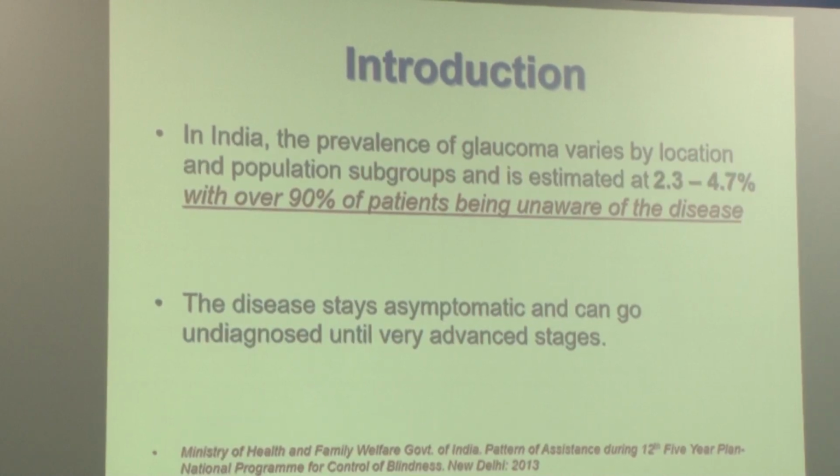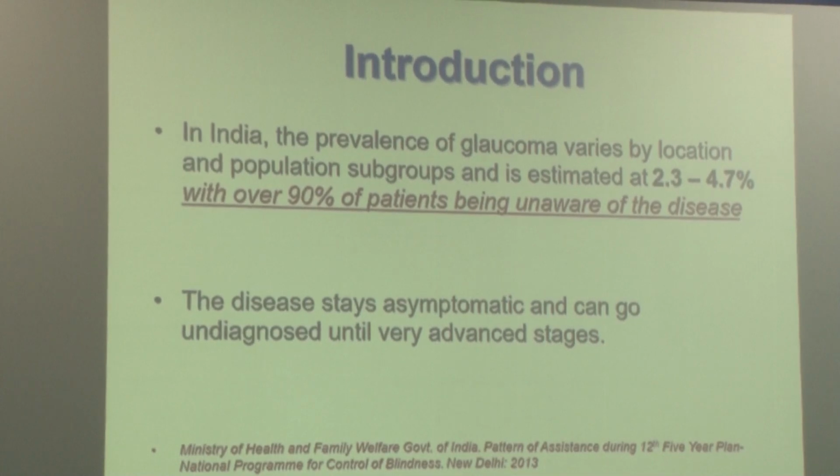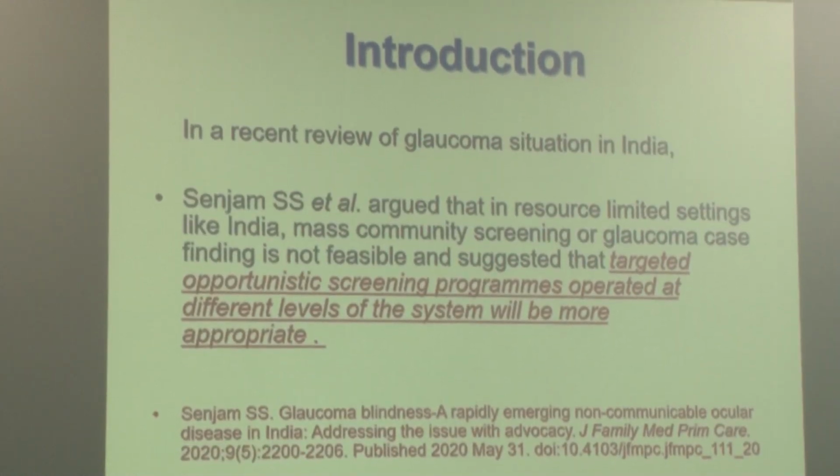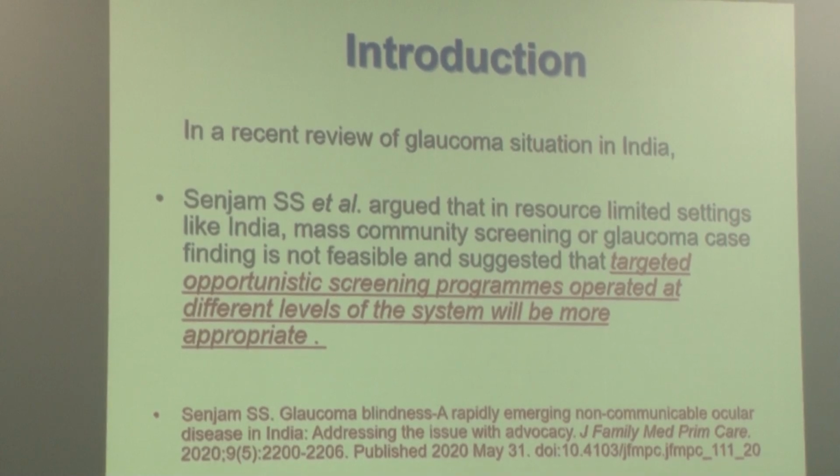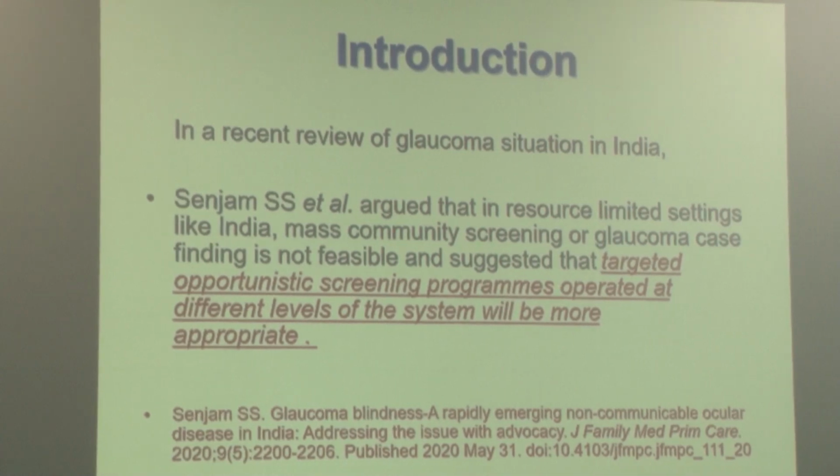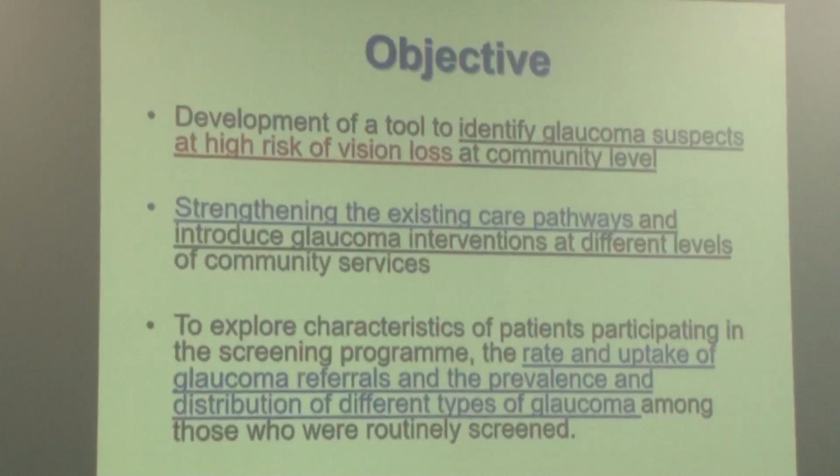In India, the prevalence of glaucoma varies between 2.3 to 4.7%, with over 90% of patients being unaware of the disease because the disease is asymptomatic and can go undiagnosed until very advanced stages. In a recent review of the glaucoma situation in India, it was argued that in resource-limited settings like India, mass community screening or glaucoma case finding is not feasible and suggested that targeted opportunistic screening programs operated at different levels of the system will be more appropriate.